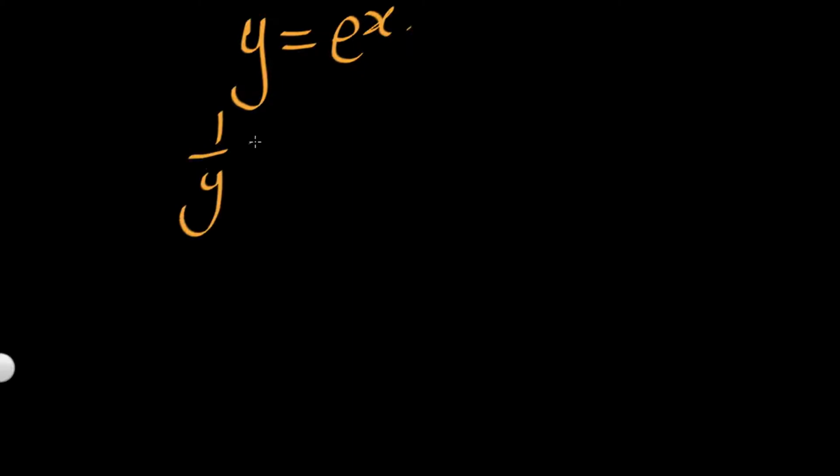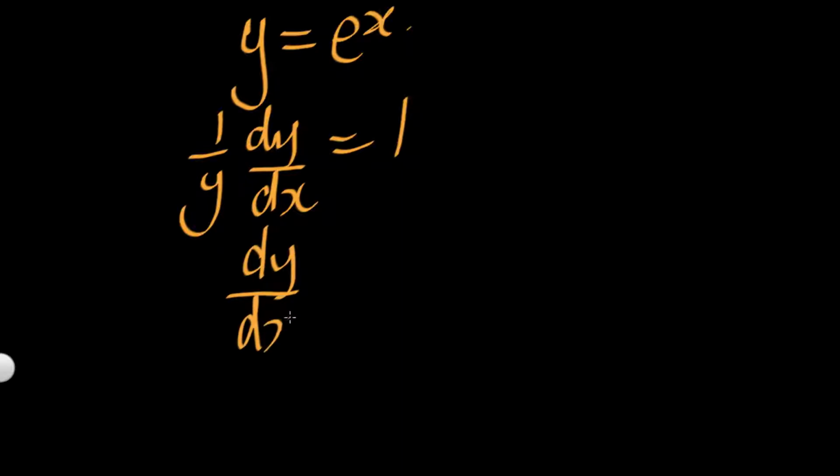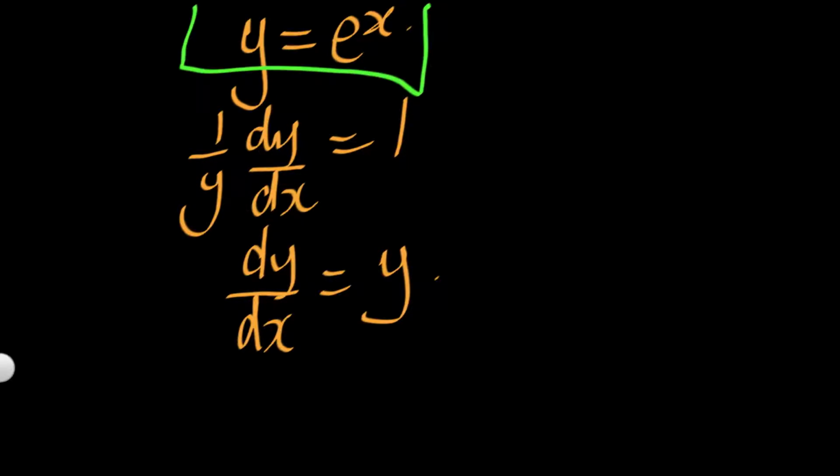Let us go. I'm going to clear the board. Remember, we started with y equals e to the power of x. Now we have 1 over y dy dx is equal to 1. I want to make dy dx subject of the formula. So I multiply by y both sides. I will have dy dx is equal to y. But we know who is our y. We know it from here. This is our y, so we're going to replace our y there. It means dy dx is equal to e to the power of x.